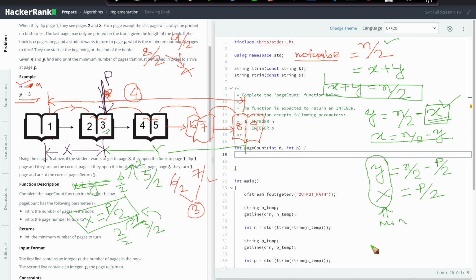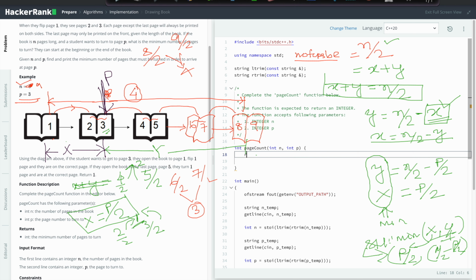So for that we can use std min. You can try it now. Then we have to pass the value of x and the value of y. In place of x we can say p by 2. In case of y we can say n divided by 2 minus p divided by 2, correct? Between these two, whichever is minimum, let's return that one.